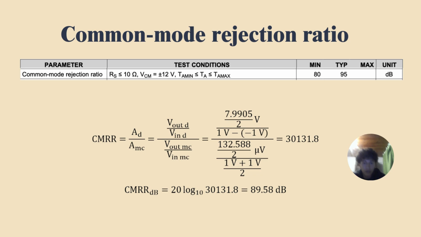Now that we measured the outputs for the differential inputs and common mode inputs, we can calculate the differential gain and the common mode gain. And the ratio between these two gives us the CMRR, and we have a result of 30,131.8, which when we convert to decibels is 89.58 decibels, which coincides with what was reported by the manufacturer.